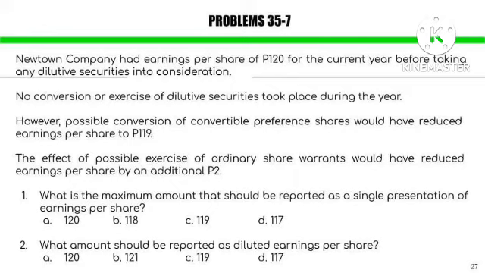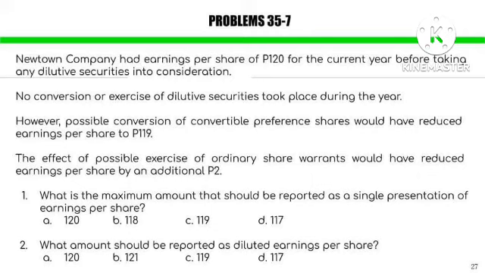Newtown Company had earnings per share of 120 pesos for the current year before taking any dilutive securities into consideration. No conversion or exercise of dilutive securities took place during the year. However, possible conversion of convertible preference shares would have reduced the earnings per share to 119 pesos. The effect of possible exercise of ordinary share warrants would have reduced earnings per share by an additional 2 pesos.